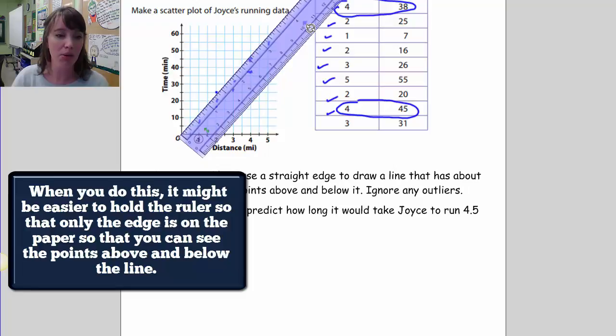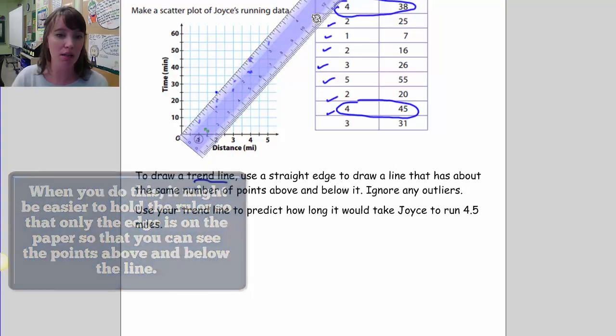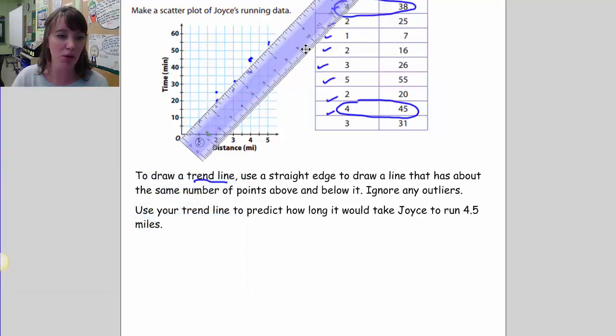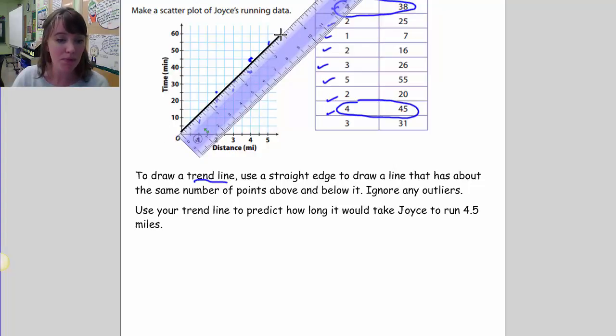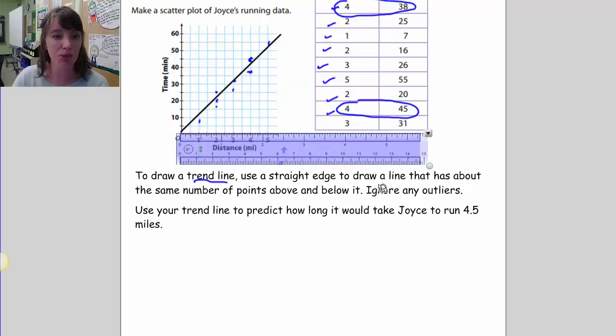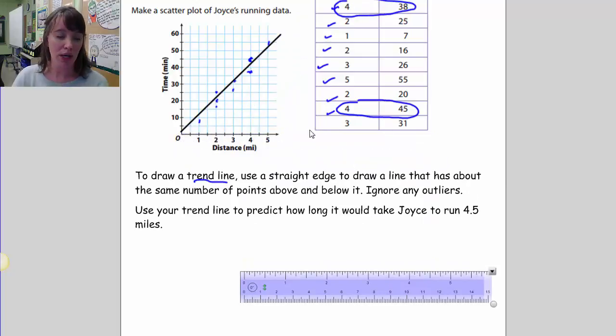Notice I'm putting mine through the origin, but your trend line doesn't necessarily go through the origin. In fact, I don't think mine's actually going to go through the origin either. Not every trend line will go through the origin. Okay, so here I would like to draw a line right here. Okay, and then let's pull this away. So here's my trend line.